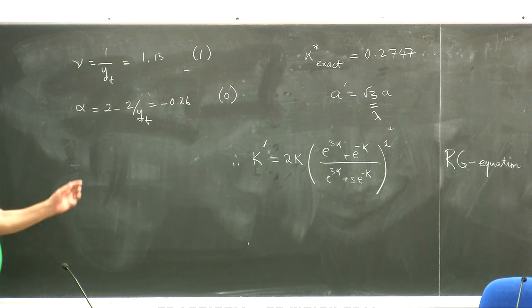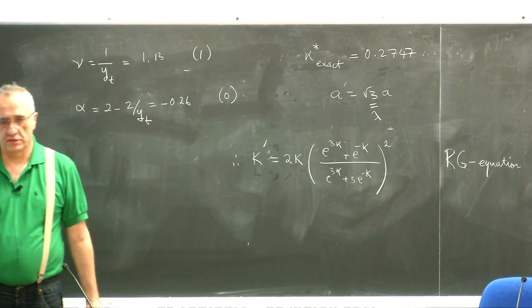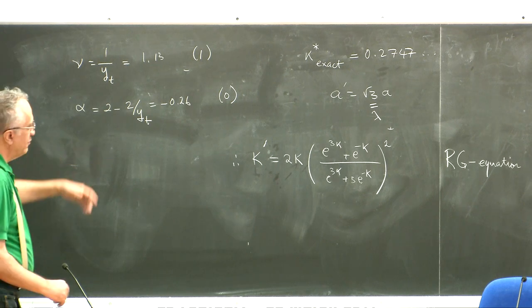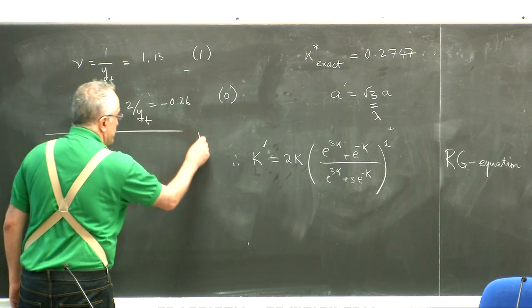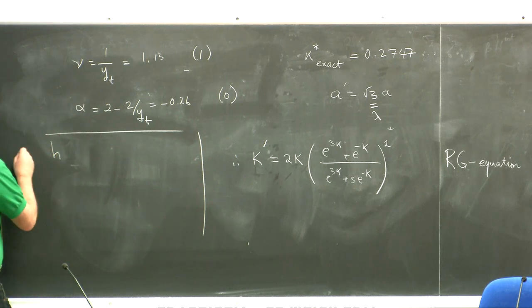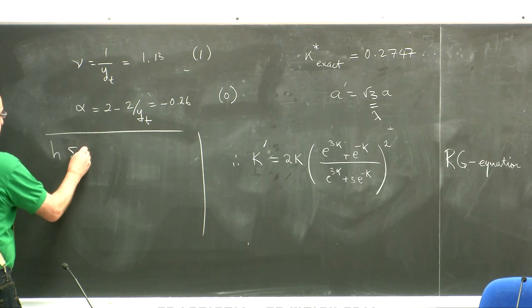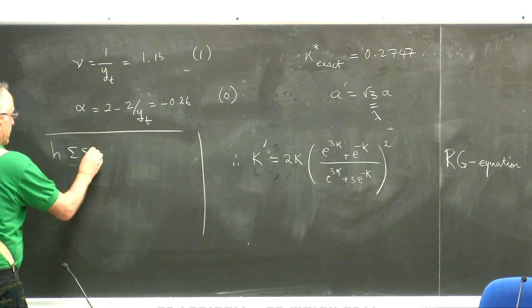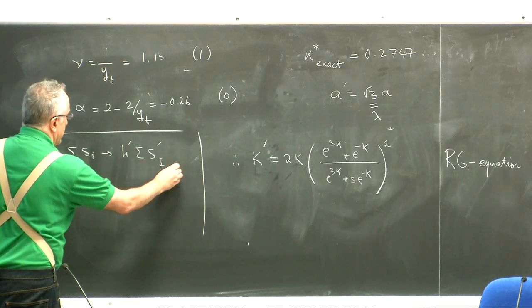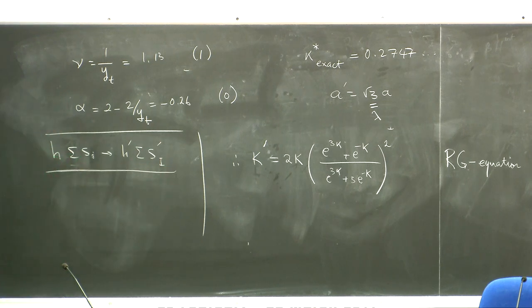The next order of approximation is to keep the second power of the interaction Hamiltonian in there. Now, to complete the calculation, I have to also do the H. So I have an H, sigma, which goes to an H prime, sigma prime. We'll do it tomorrow. Okay? Thank you.